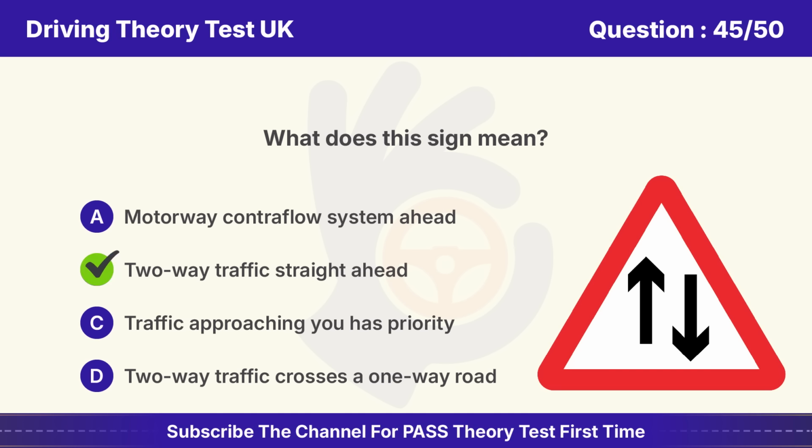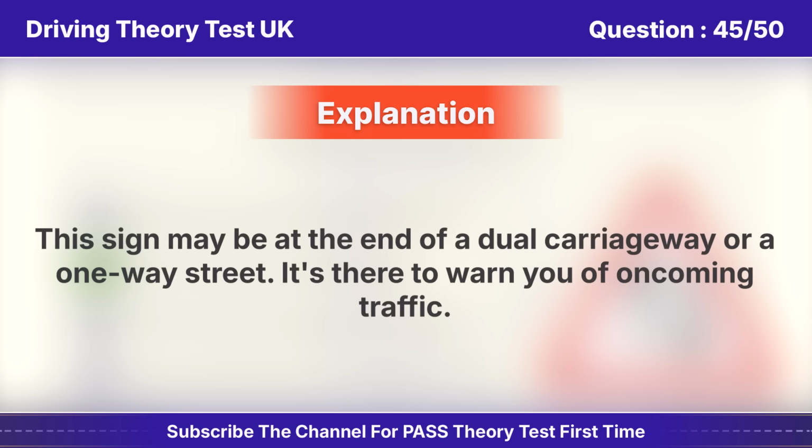Answer is B. Two-way traffic straight ahead. This sign may be at the end of a dual carriageway or a one-way street. It's there to warn you of oncoming traffic.